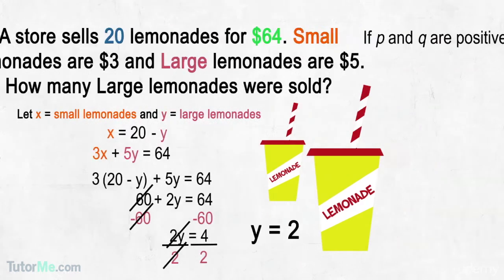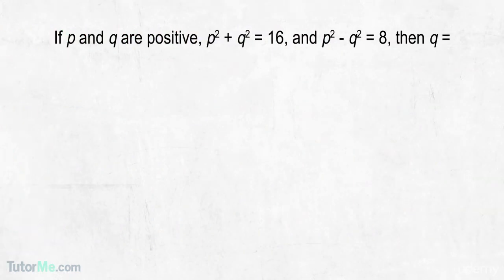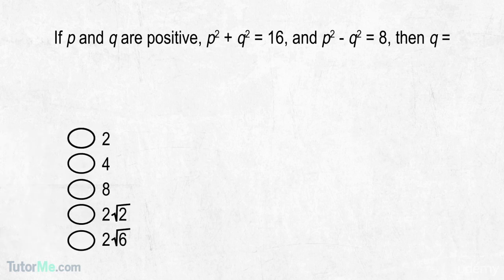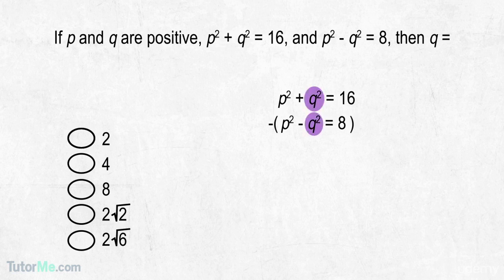Here is another example. If p and q are positive, p squared plus q squared equals 16, and p squared minus q squared equals 8, what does q equal? This equation is already set up for us to combine the two equations, but we want to make sure that we isolate the q. Subtract the second equation from the first to get 2q squared equals 8. Dividing both sides by 2 gives you q squared equals 4.